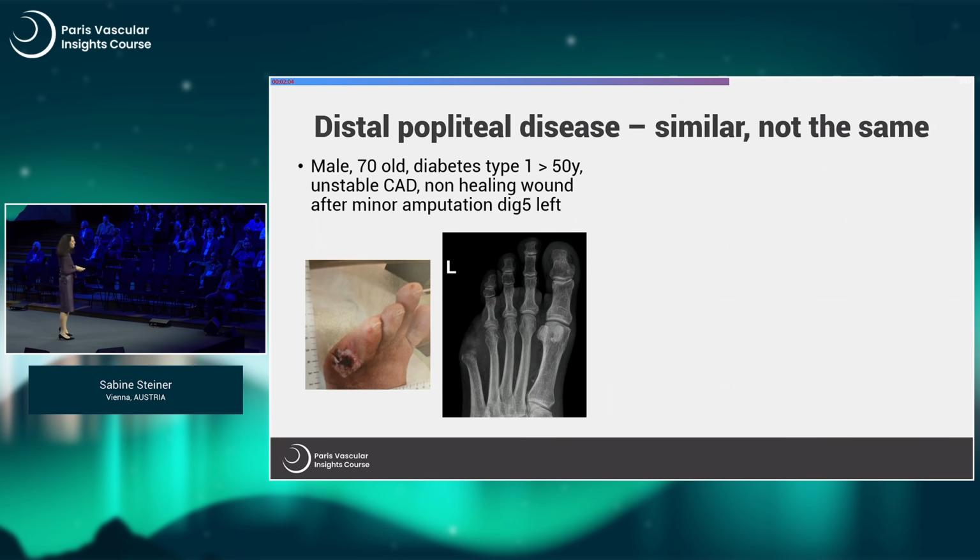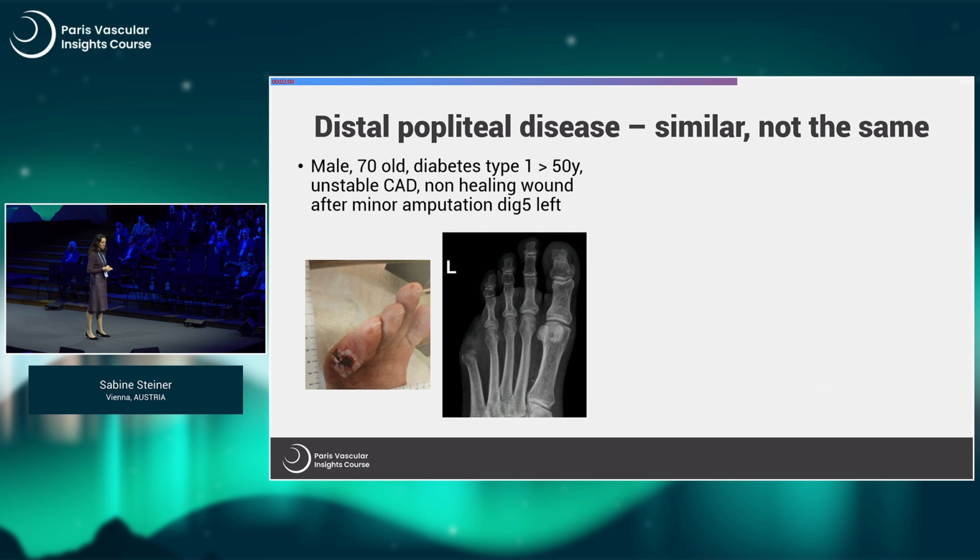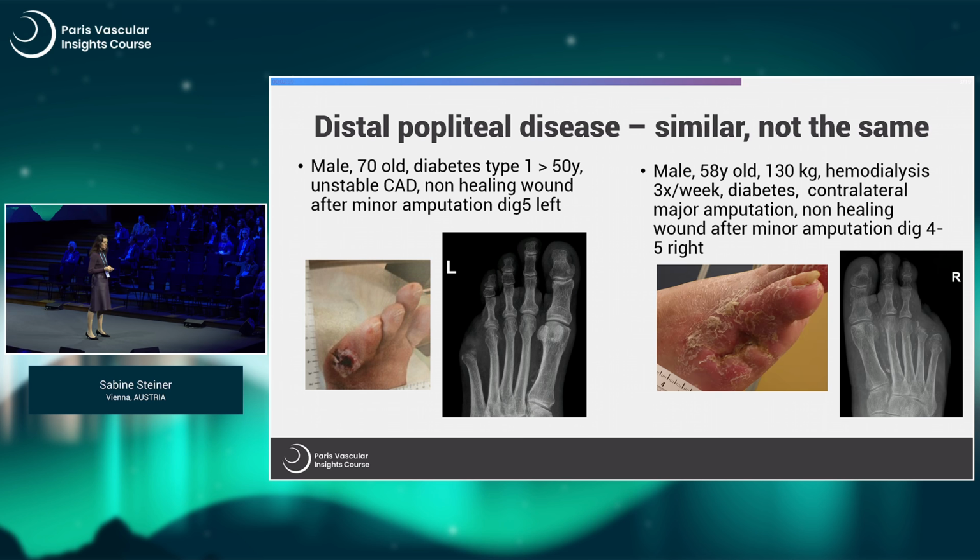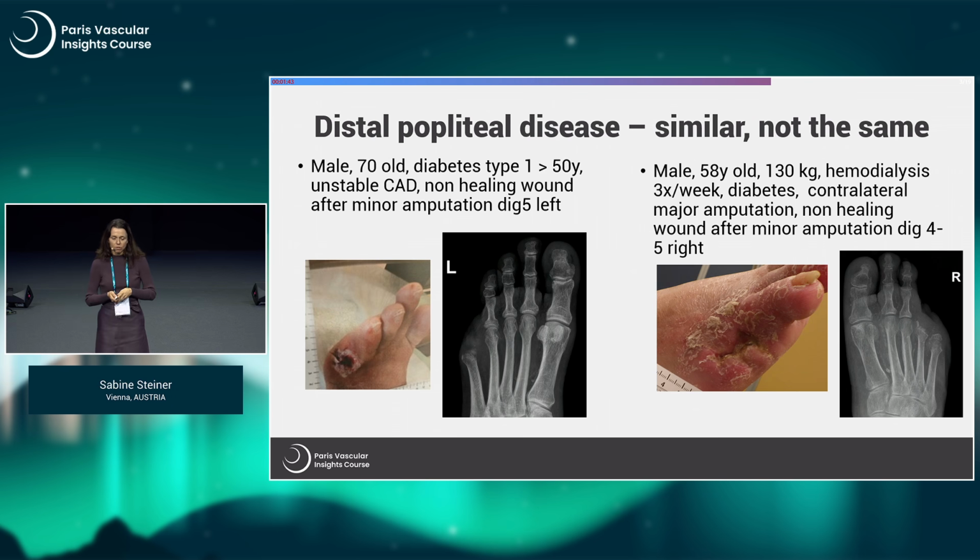Thank you very much. So it's about distal popliteal disease, similar but not the same, and I want to start with 2 patients I saw and treated recently. The first one is a male patient, 70 years old, type 1 diabetic for decades now. Importantly, in parallel, he suffered from unstable coronary artery disease, needing really complex PCI, and had a non-healing wound with massive rest pain after a minor amputation on the left side.